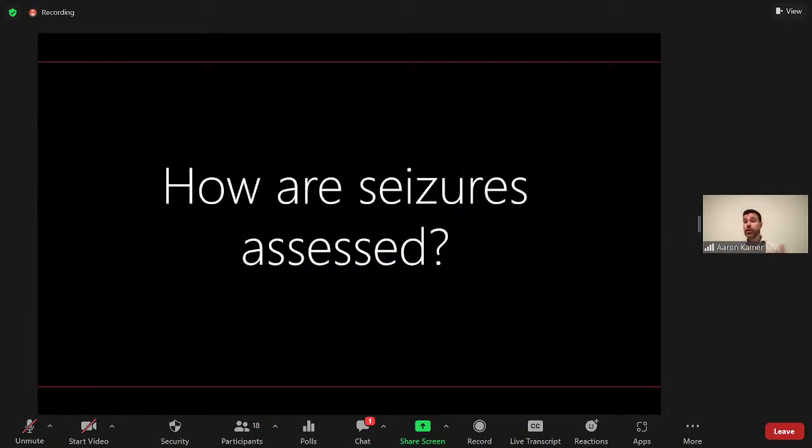All right, so now we're going to move into a little bit of how seizures are assessed. And this is something that I'm going to talk about from a multidisciplinary approach. I don't have strong expertise in the different areas of assessment, but I think it's reasonable and helpful for a radiologist to know how the workup tends to occur in these patients.